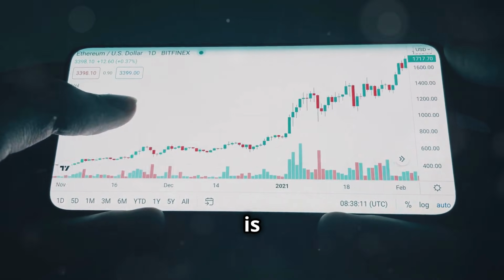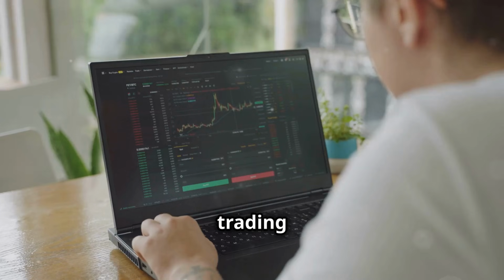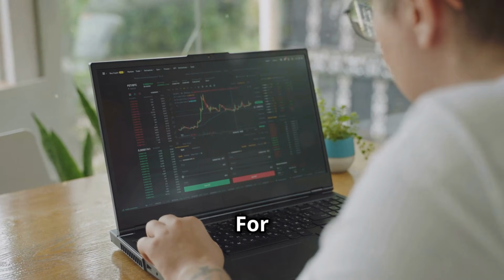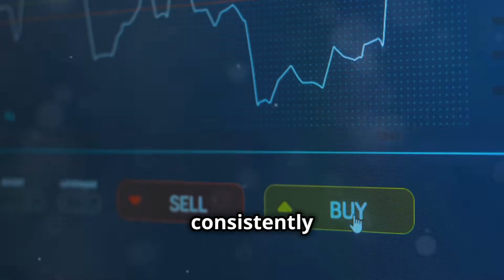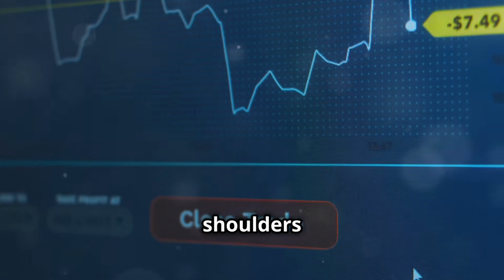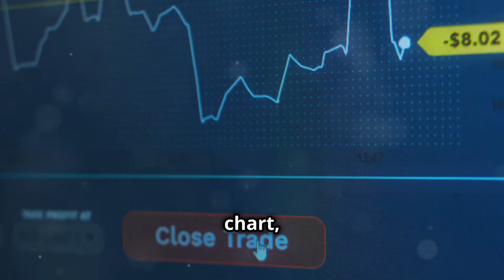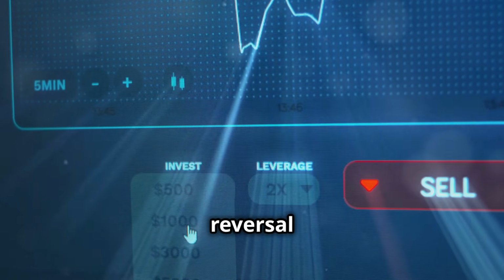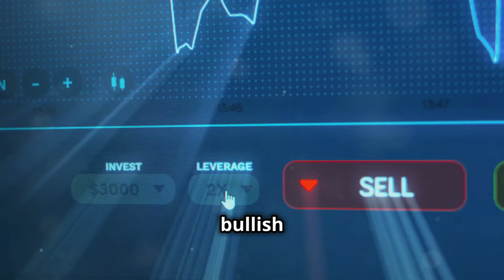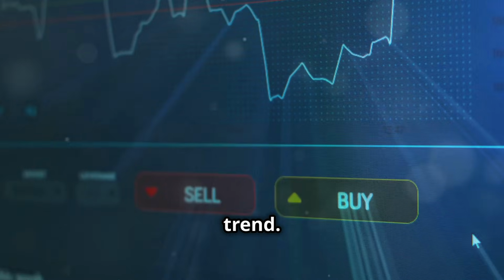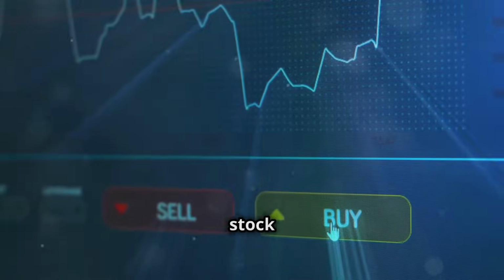Technical analysis is particularly useful for short-term trading and timing market entries. For example, if a stock consistently forms a head and shoulders pattern on its price chart, it may indicate a potential reversal from a bullish to a bearish trend. Investors can use this information to sell the stock before the price decline accelerates.